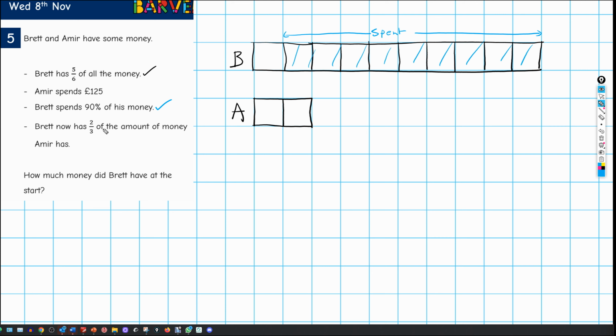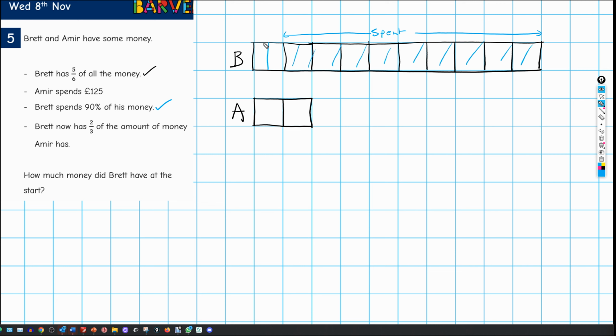Now we're told that Brett has two-thirds of the amount of money Amir has. We're also told that Amir spends £125, so bear that in mind. So this is what Brett has at the end. Now, if this is what Brett has at the end, and that represents two-thirds of what Amir has, I'm going to split this into two, because this must be a third and this must be a third. Now remember, this is an equal part to this and to this.